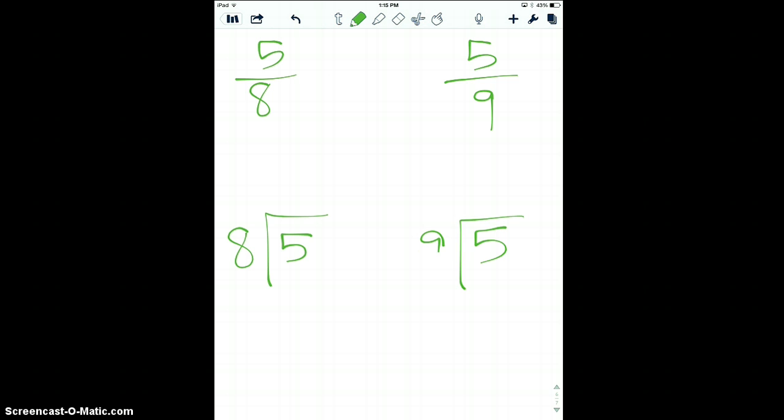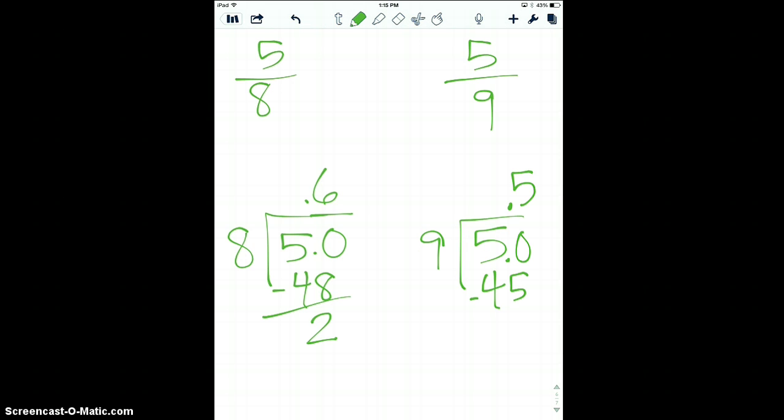Okay, here we go at the same time. 8 doesn't go into 5, but it goes into 50. How many times? Let's see, 7? Nope, 6. And I am left with 2. Let's see what we get over here. 9 doesn't go into 5, but it goes into 50. Does it go in 6 times? No, that's too much because that's 54. So 5 times. So they're different. I'm left with 5. So they both didn't go in perfect. So we need to annex the 0 and keep going.